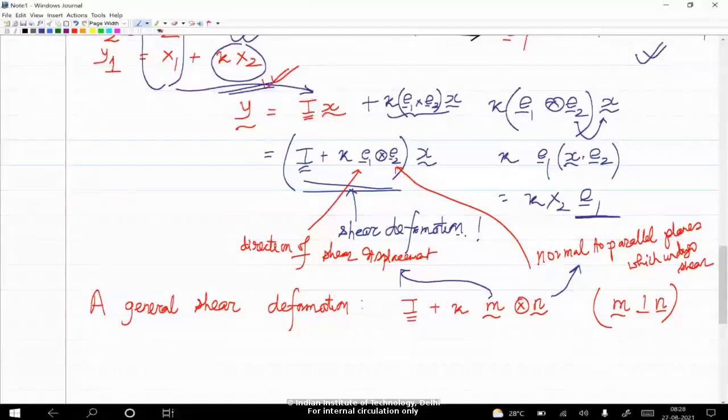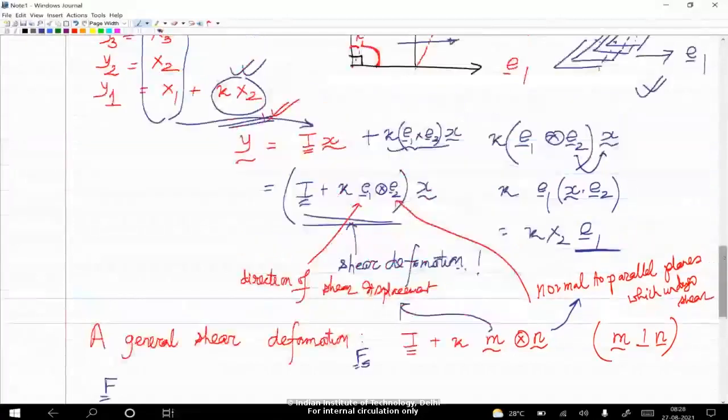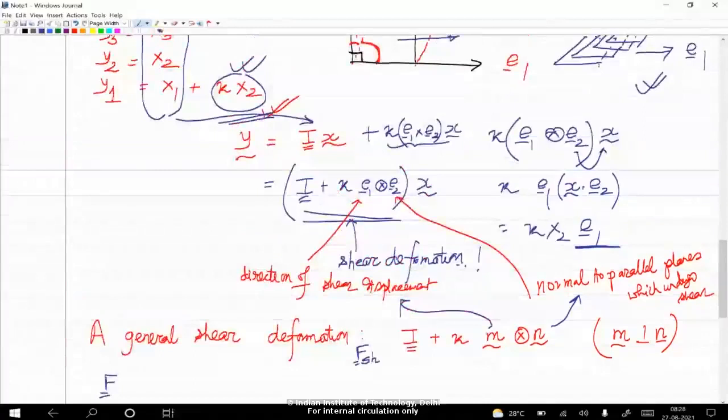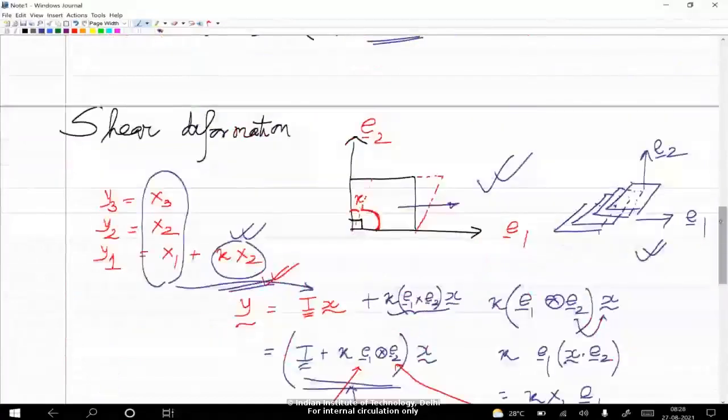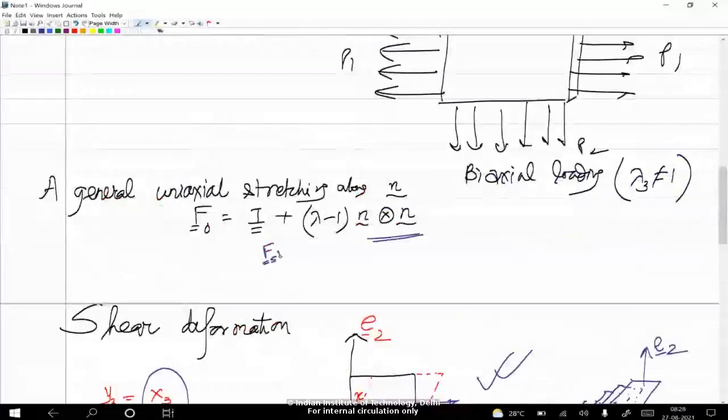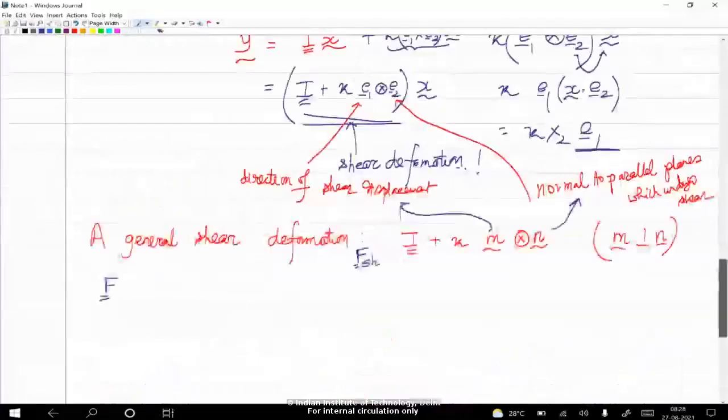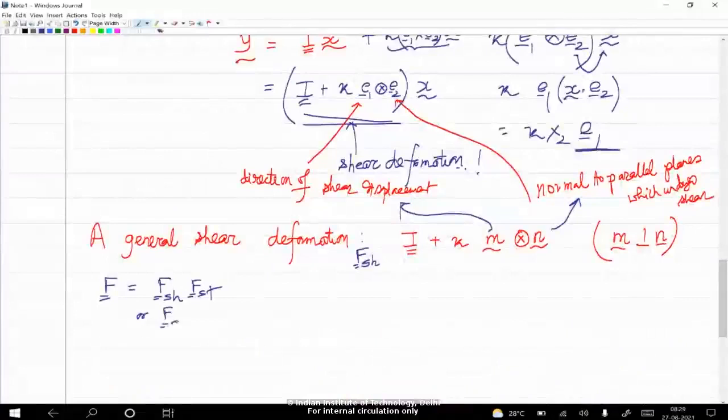And then you can also compose them together. For example, you can think of an F. If I call this F_SH, S for shear, well, stretching is also S, so maybe SH, and this is then F_ST for stretching. Then you can also have a deformation which is a product of the two. You can have F equal to F_SH into F_ST, or F_ST into F_SH, and then you might want to see what it actually corresponds to. You should work it out and see what this corresponds to. Okay, any questions so far?